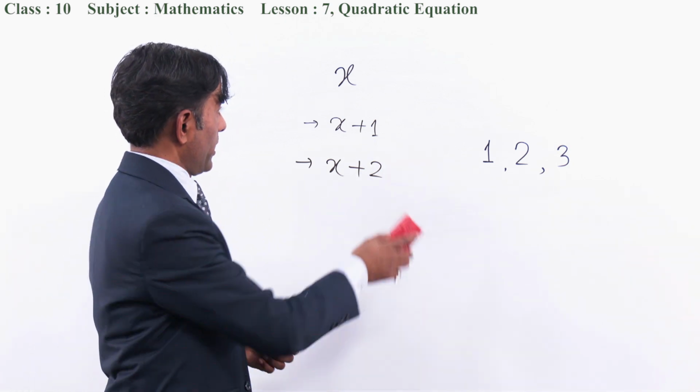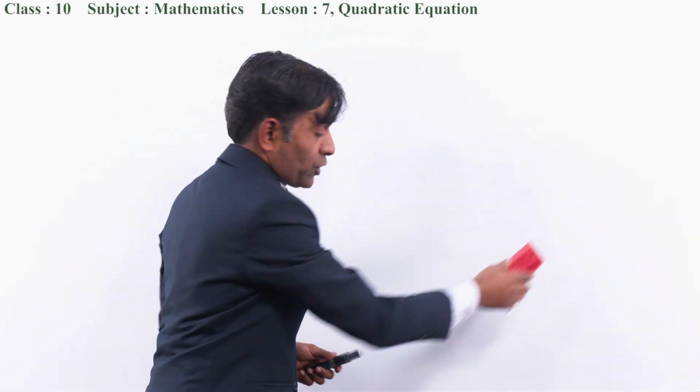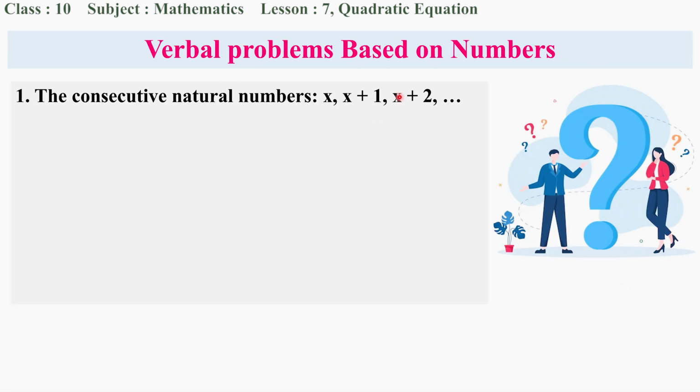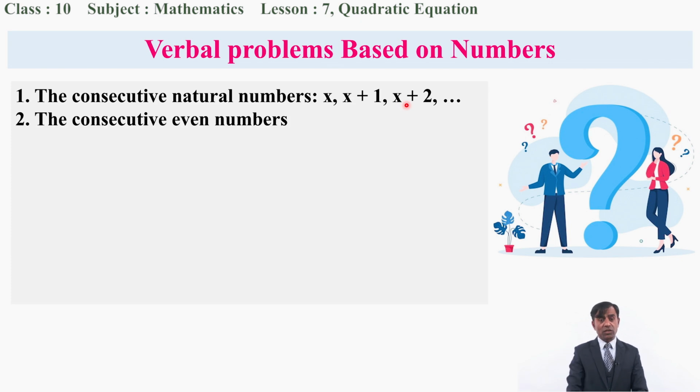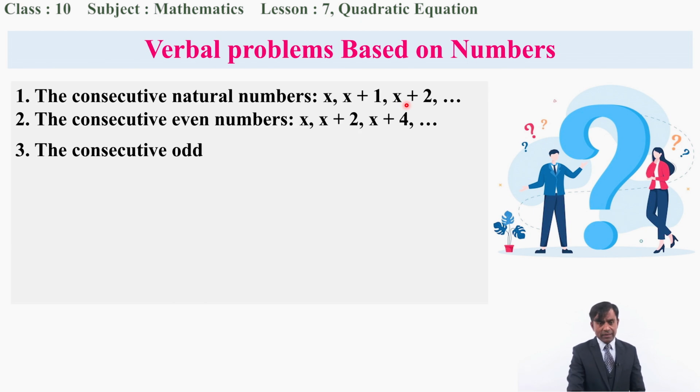So we have taken here the consecutive numbers x, x plus 1, x plus 2, and so on. Similarly, consecutive even numbers x, x plus 2, x plus 4, and third, consecutive odd numbers x, x plus 2, x plus 4.